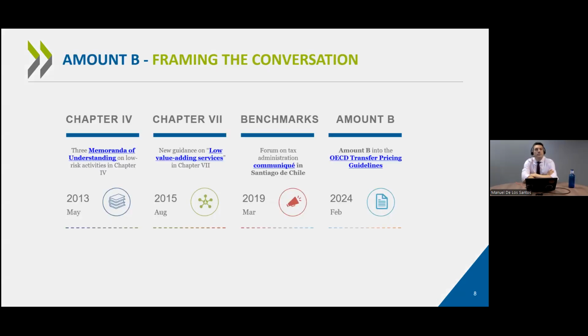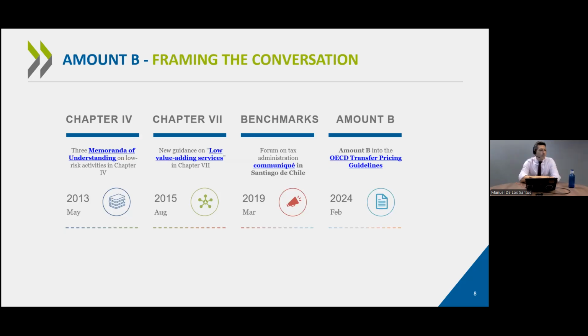Just to provide a bit of context and to frame the conversation, picking up on the point that Achim was making about Amount B not falling from the sky. So for all the TP nerds out there, we've put here the milestones during the last probably 10, 11 years of the different steps towards simplification in the space of transfer pricing.